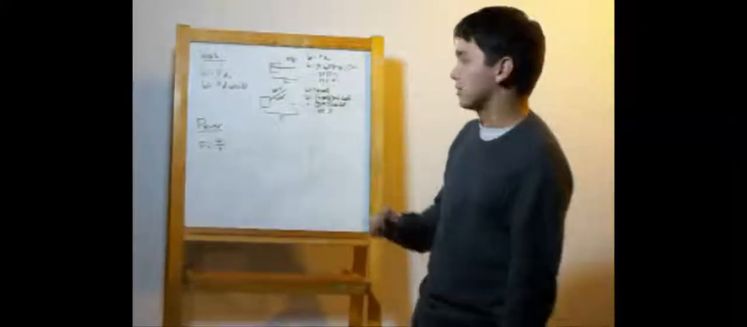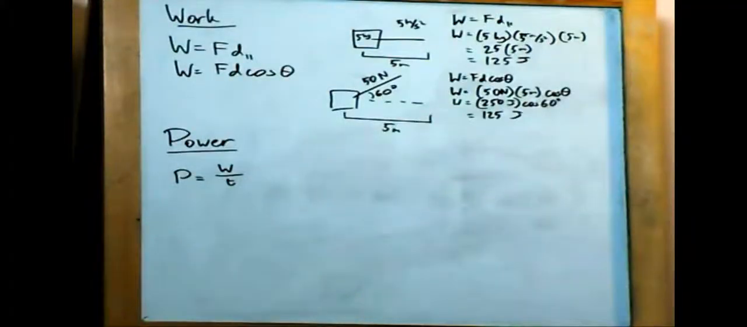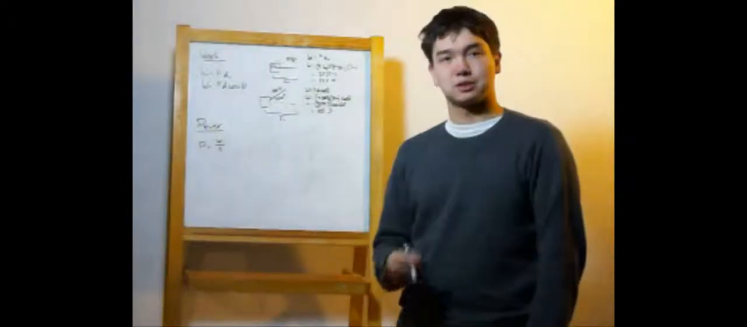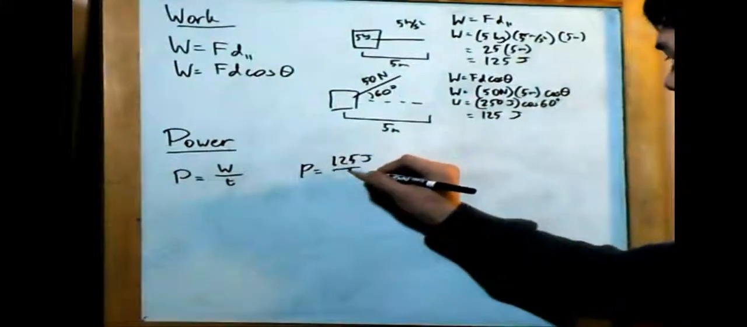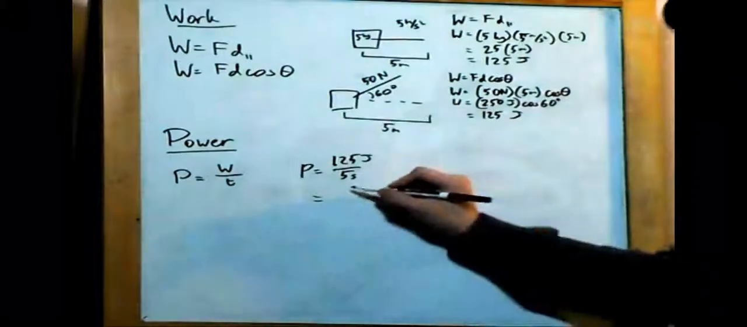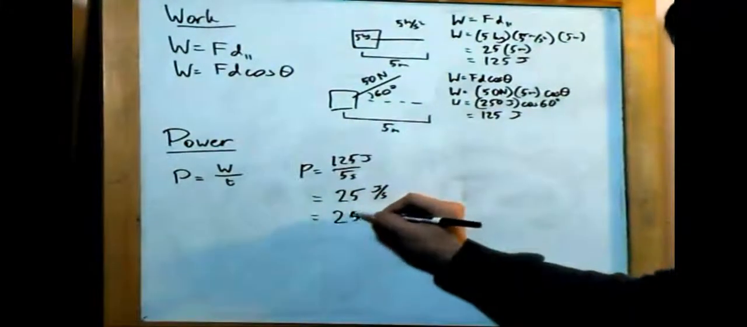Next up, power. Power is simply a rate of work. It's work divided by the amount of time it takes to do that work. So we could take either of these situations and set them over some time. Let's say 5 seconds. So power will equal work of 125 joules over 5 seconds. And so 125 over 5 is just 25 joules per second, or watts.